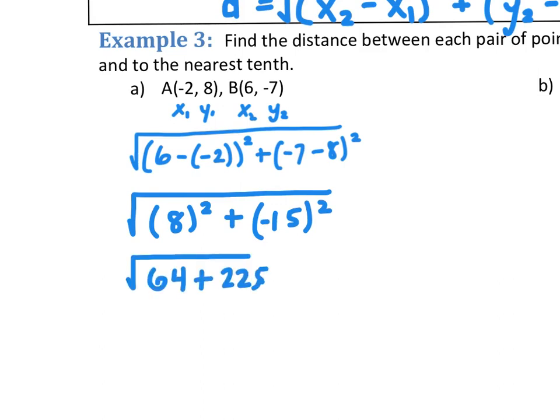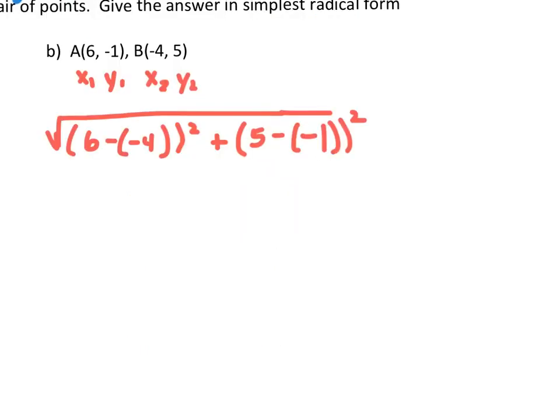Continue simplifying. 8 squared is 64, and be careful on -15 squared. Even though that's -15, when you square a number, times it by itself, a negative times a negative is a positive. So we'd have the square root of 64 plus 225. Keep simplifying. 64 plus 225 is 289. The square root of 289 is going to give us a perfect square answer, 17.